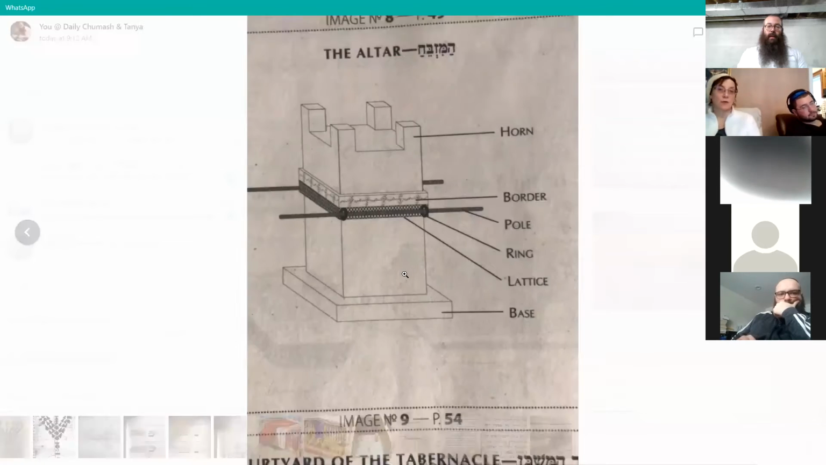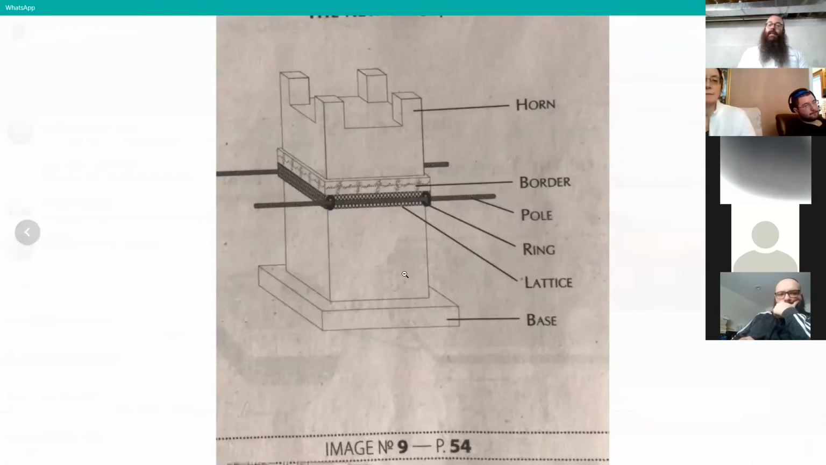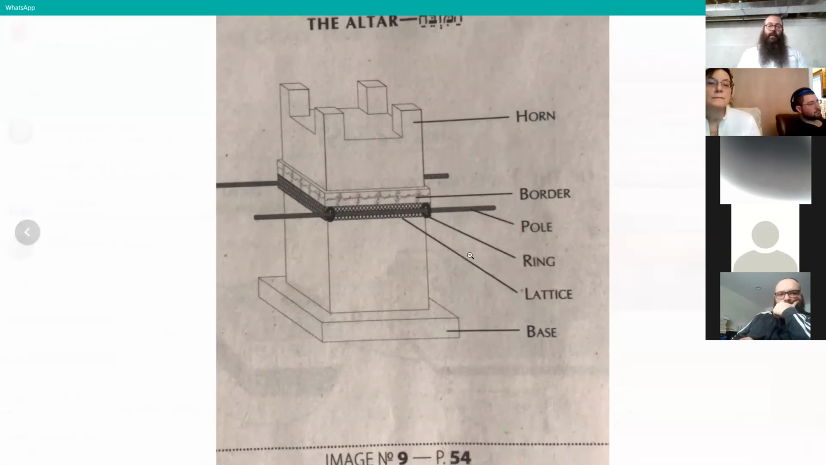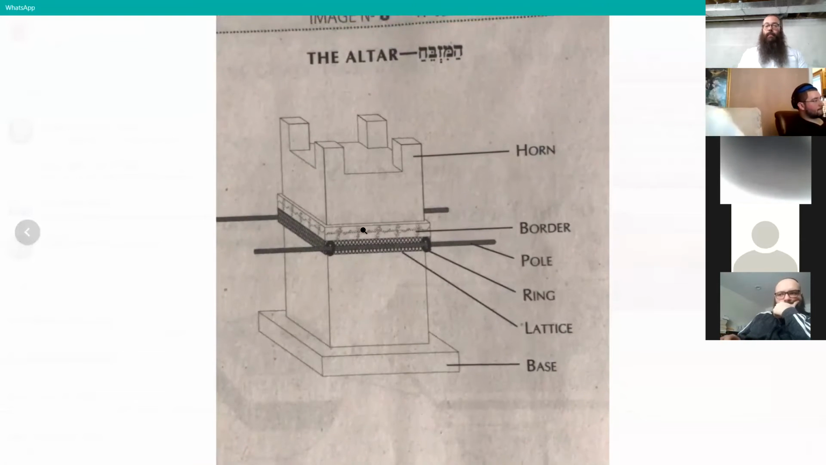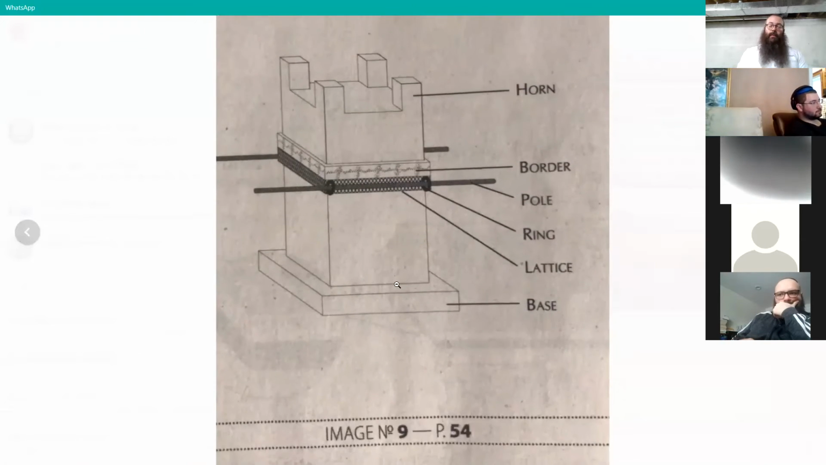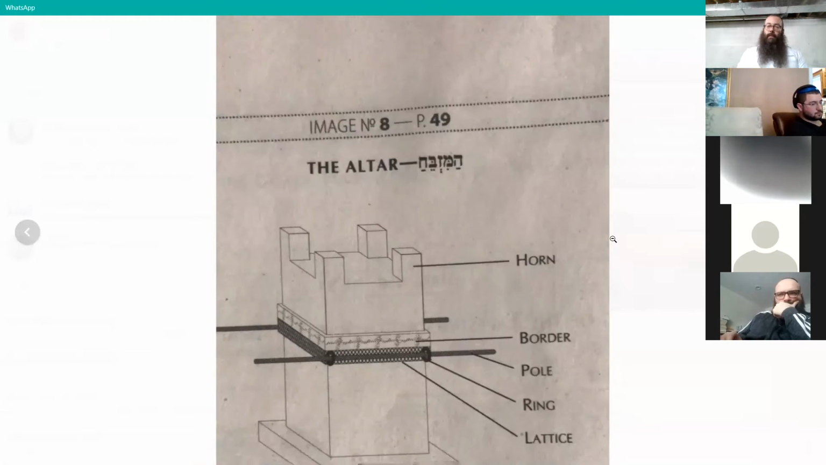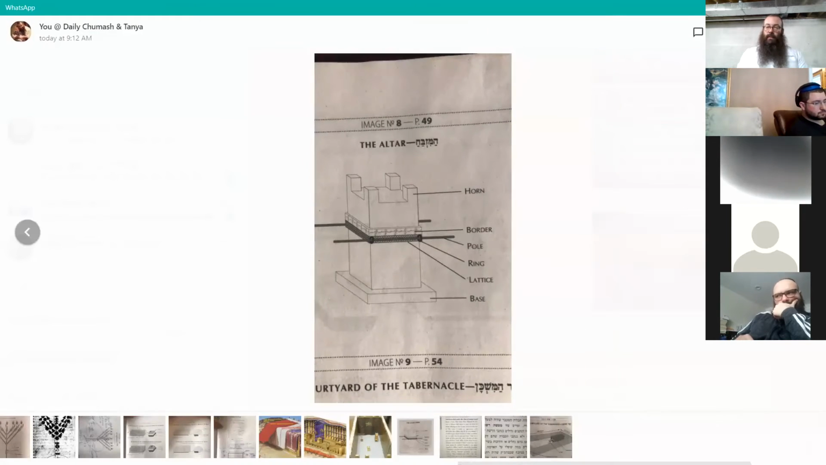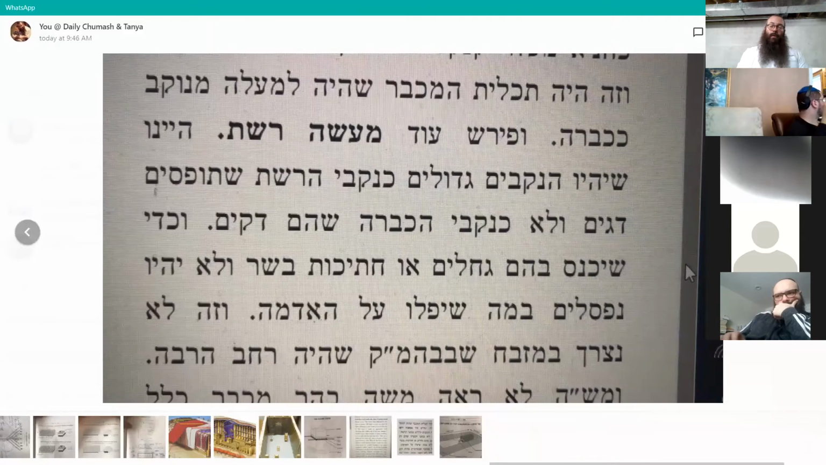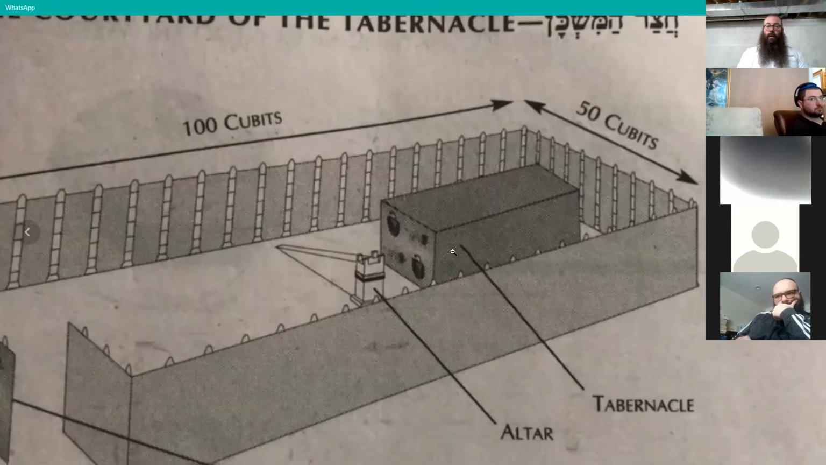This is what the altar looked like that we just learned about. It was 7.5 by 7.5 feet by 15 feet, with these carrying poles and the lattice and the border and the horns. Everything we learned about is right over there. The base, I don't think I really saw the base in the Chumash today, but it seems from the picture at least that there was a base there. Now, so where was this altar?